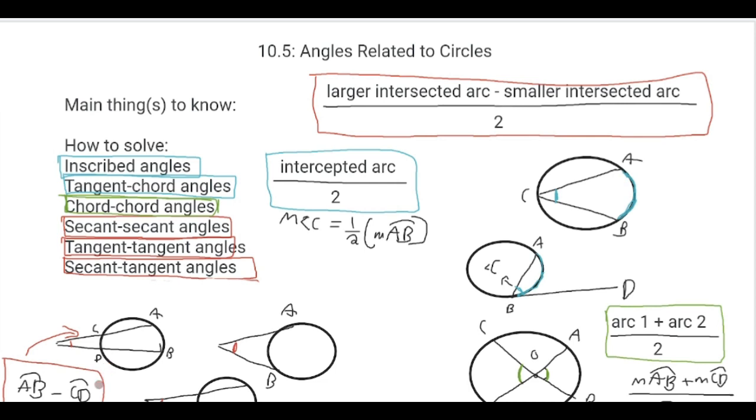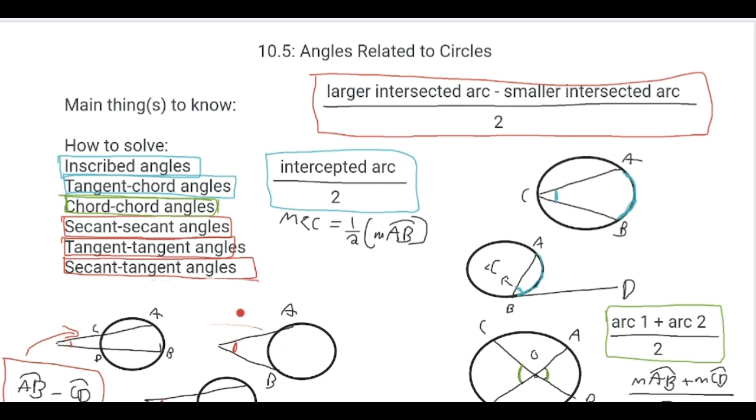Or right here, if you can see, we're going to find the larger intersected arc minus the smaller intersected arc and divide the entire thing by 2. And that will give us the measure of this external angle right here. So, in this case, arc AB minus arc CD over 2 will give us the measure of this angle.